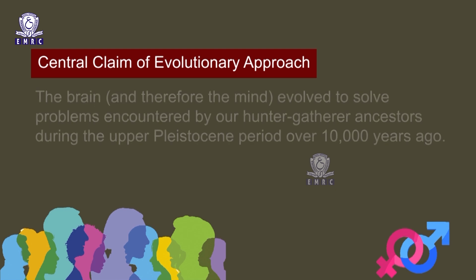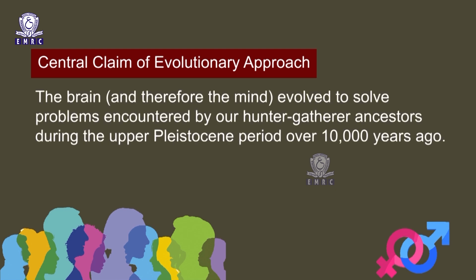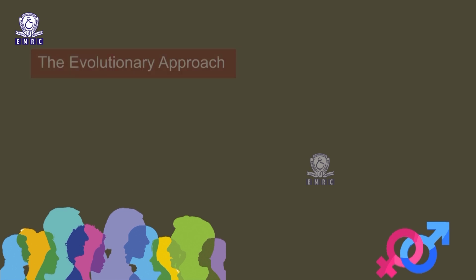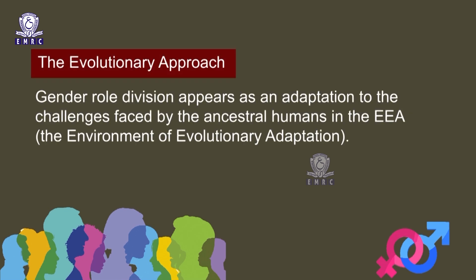Friends, there are also very interesting and significant evolutionary explanations of gender. As the evolutionary approach is a biological one, it suggests that aspects of human behavior have been coded by our genes because they were or are adaptive. A central claim of the evolutionary approach is that the brain, and therefore the mind, evolved to solve problems encountered by our hunter-gatherer ancestors during the Upper Pleistocene period over 10,000 years ago. The evolutionary approach argues that gender role division appears as an adaptation to the challenges faced by ancestral humans in the EEA, which is the environment of evolutionary adaptation.